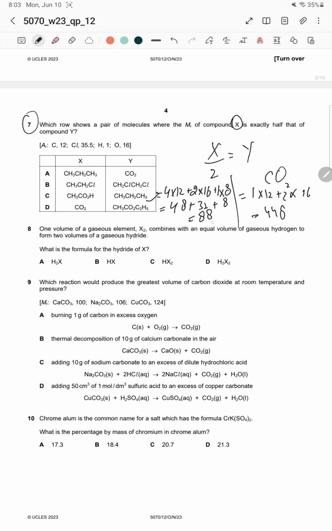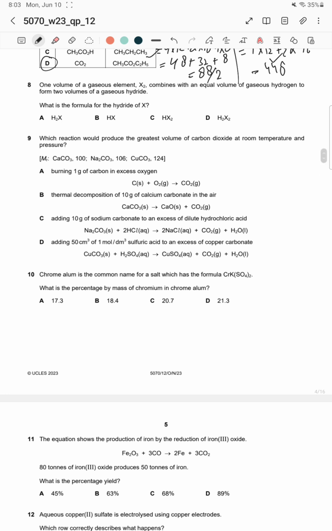So you can see the MR of compound X is exactly half of compound Y. Compound Y is 88. If you divide it by 2, the answer will be 44. So D will be the correct option.